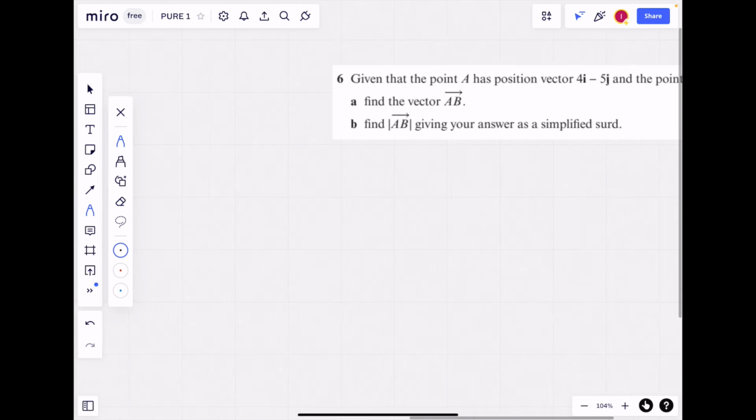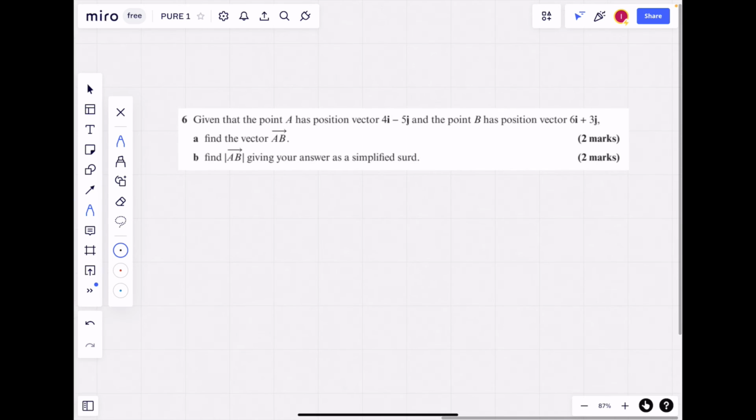So, can you try this one for me, please? Okay, you've been given two position vectors. You've been given OA, 4i minus 5j, and you've been given OB, 6i plus 3j. To work out AB, you have to go along OA in the opposite direction. So minus OA plus OB.